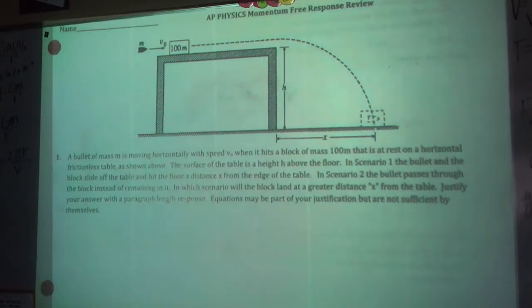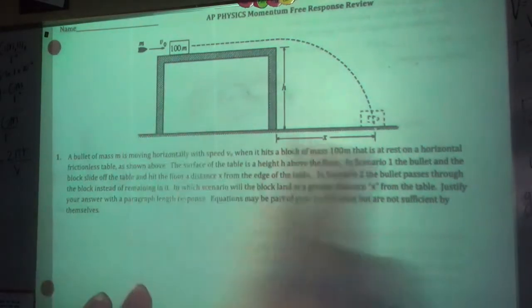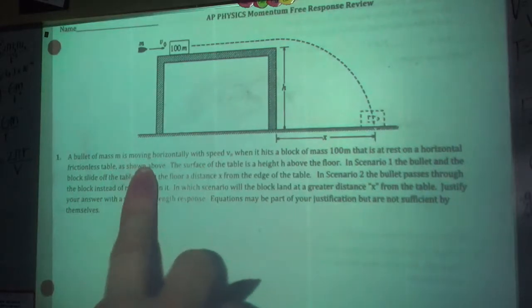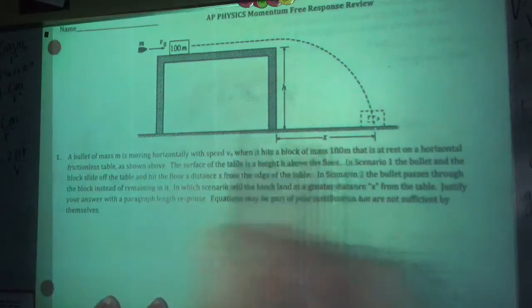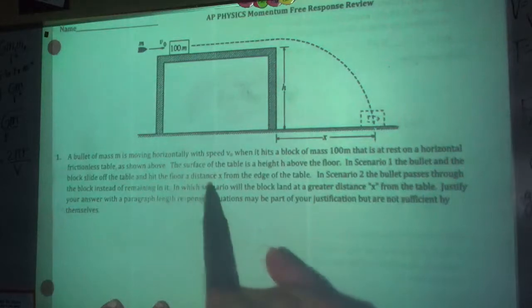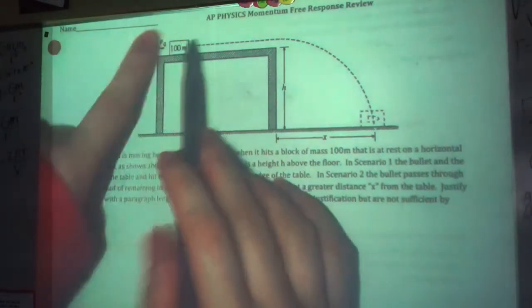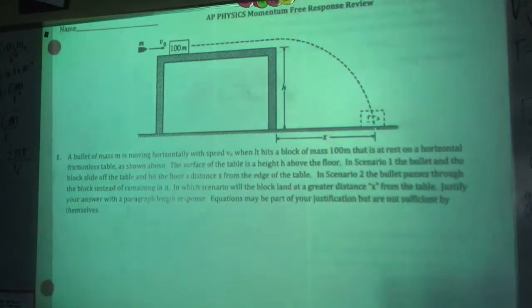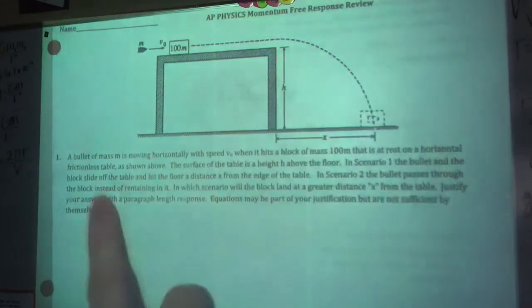In number 1, it says a bullet of mass m is traveling horizontally with the speed of v naught when it hits a block of mass 100 m that is at rest on a horizontal frictionless table. The surface of the table is a height h above the floor, and in this first scenario, scenario 1, the bullet and the block slide off the table and hit the floor at distance x from the edge of the table. So that means the bullet goes into the block and they move together, like it's drawn right here. In scenario 2, the bullet instead passes through the block instead of remaining in it.